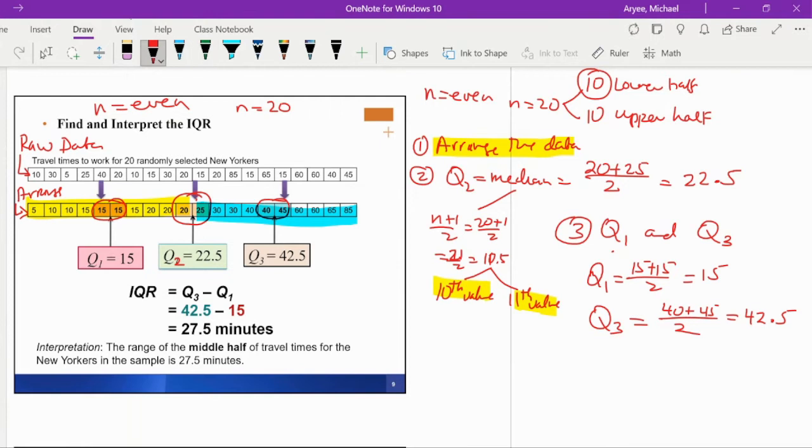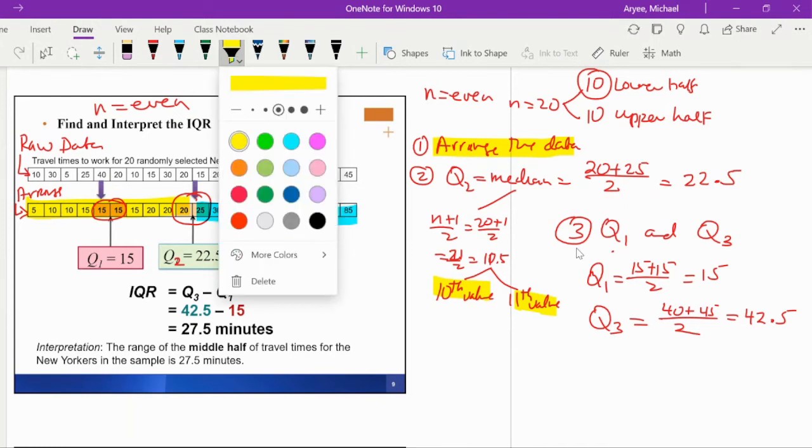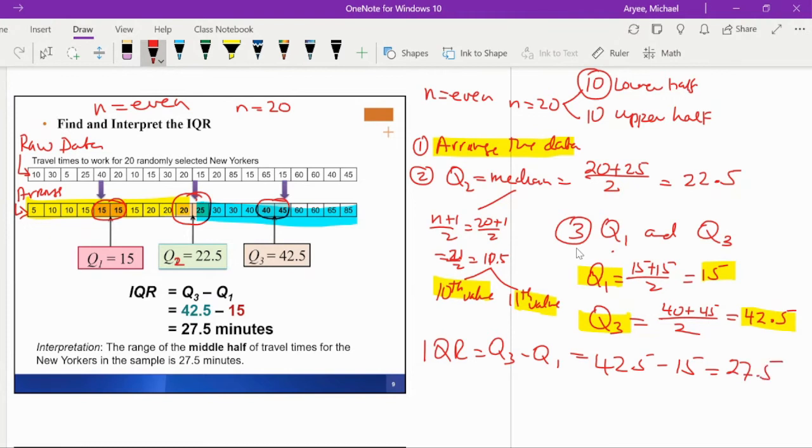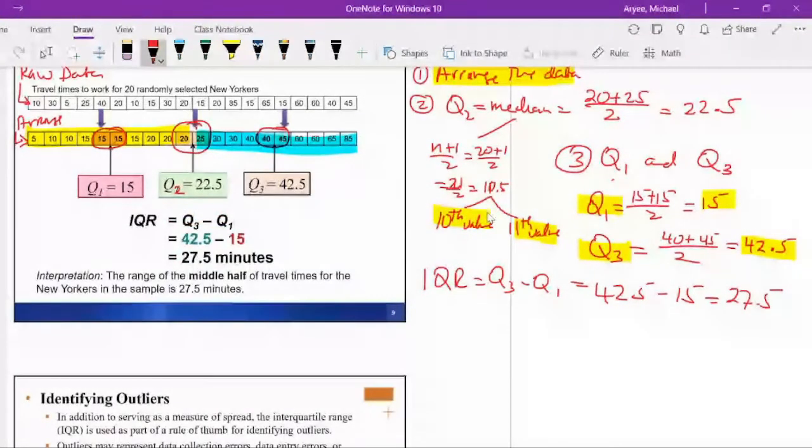Now we have the data points that we need to find the interquartile range. We have Q3 and we have Q1. So we can confidently say that our interquartile range, which is Q3 minus Q1, would give us 42.5 minus 15. That gives us what? 27.5.